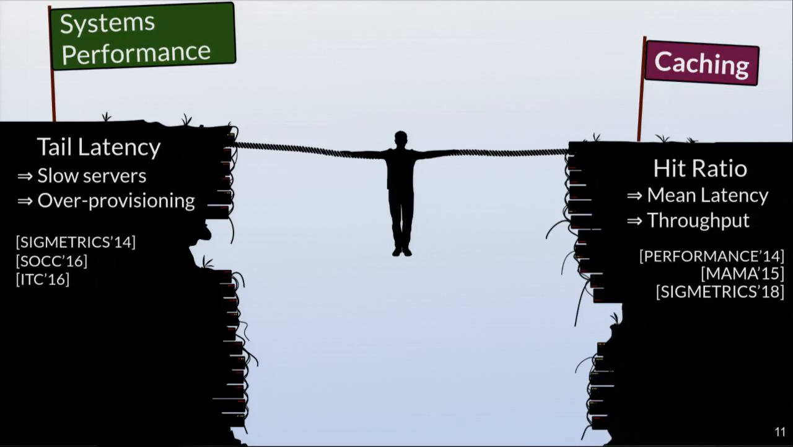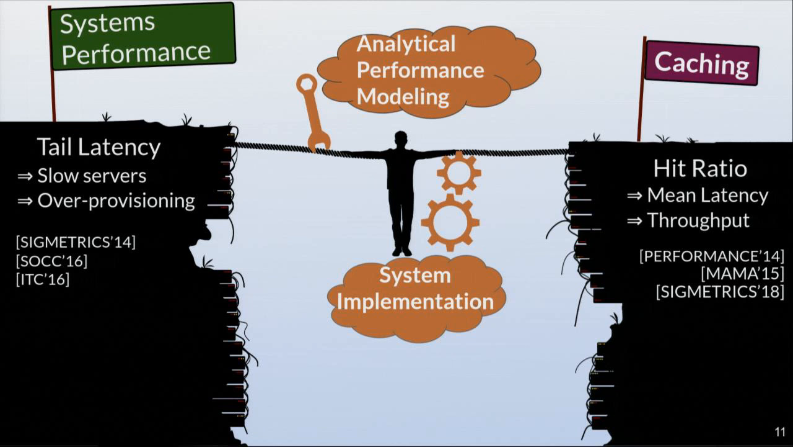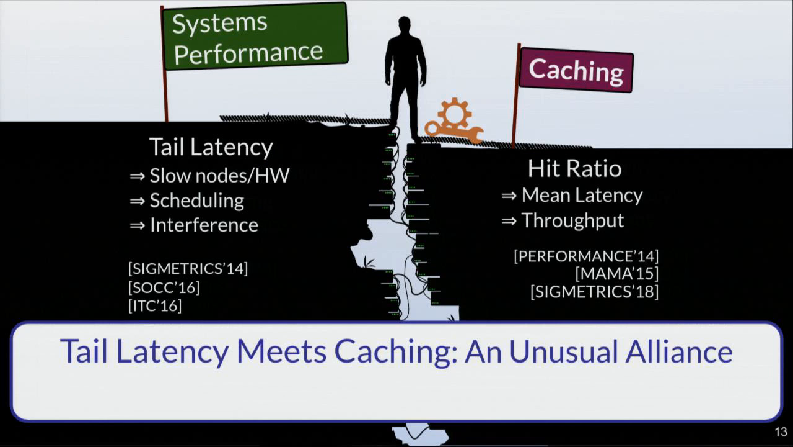However, in my dissertation work, I've been trying to pull these two together. I've been trying to unify them using performance modeling, which tells us what the causes of tail latency are, and system implementation that shows that we can actually do better in real systems. Over the last 3 years, I've been able to pull these two communities together. And thus, we come to the title of my talk, Tail Latency Meets Caching, an Unusual Alliance. It's unusual because these two camps were very separate before, and I've been trying to unite them.